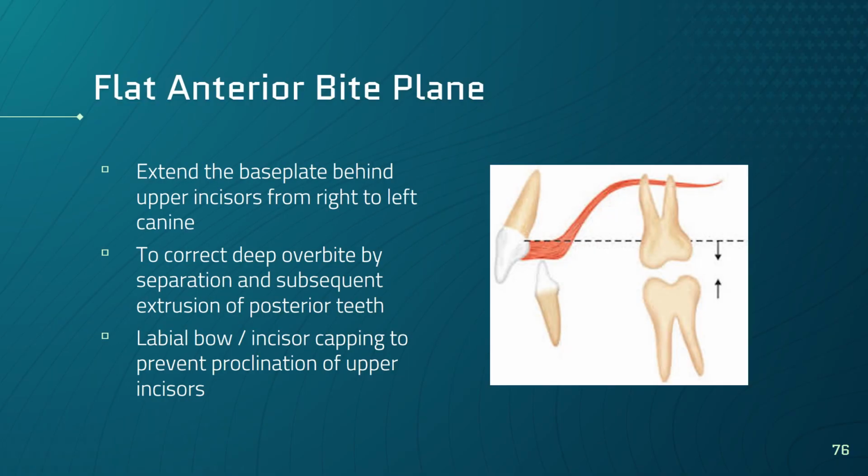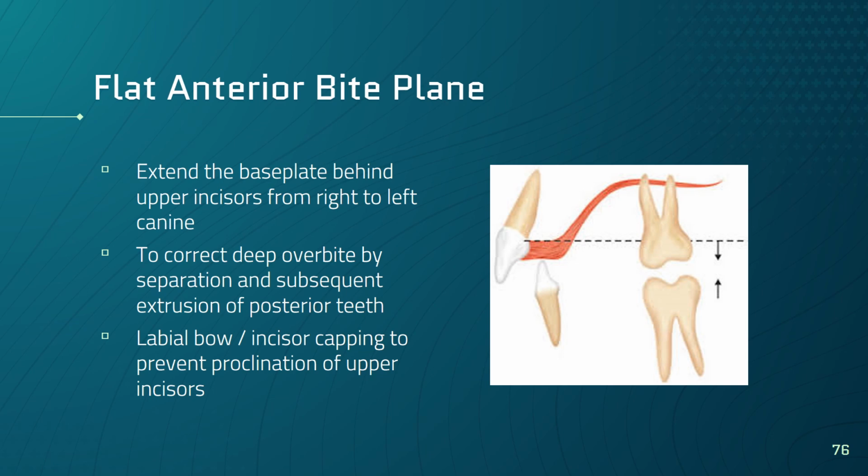Now, let's have a look at the bite planes. First, we have a flat anterior bite plane. Now, this is obtained by extending the base plate behind the upper incisors from left to right canine. Now, this is used to correct a deep overbite. And how does it do this? It causes separation of the posterior teeth, and subsequently these posterior teeth will over erupt.